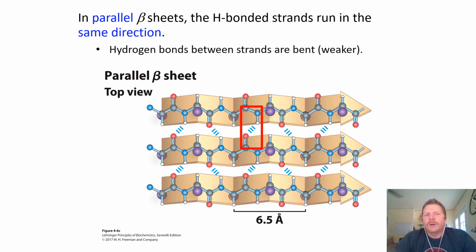So this is a parallel beta sheet. The hydrogen bond strands run in the same direction. Now, hydrogen bonds are bent, and so they're fairly weak. What I'd like to draw your attention to, to get this same directionality, is this would be the N, this is the C, this is the N, this is the C, this is the N, this is the C.